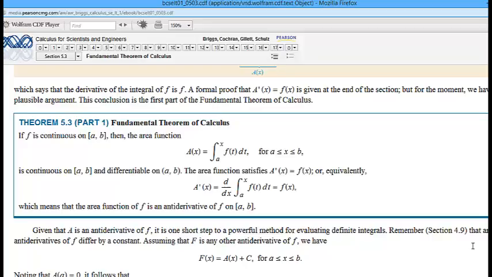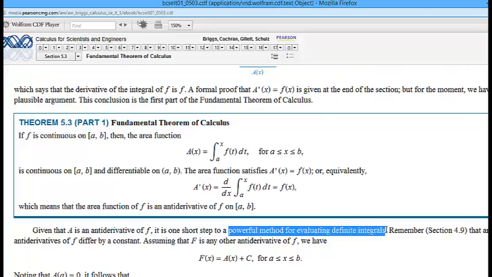Now, they say we now have a powerful method for evaluating definite integrals. Sure beats all the geometry you're supposed to do on last night's homework. They wanted area of triangles, circles.